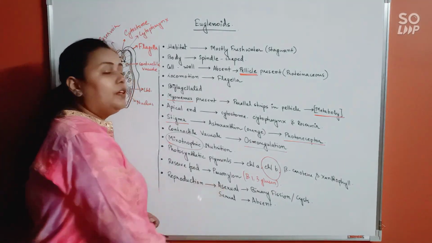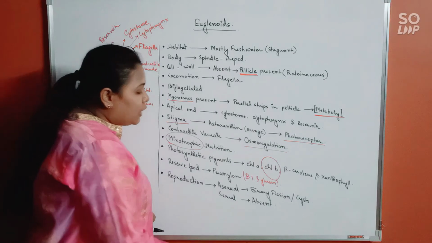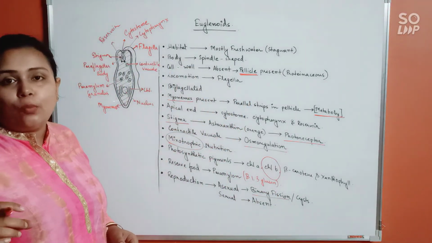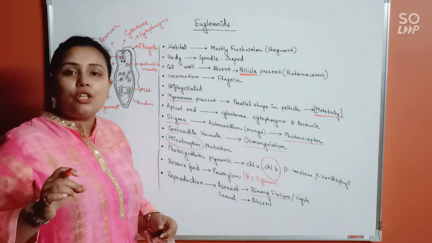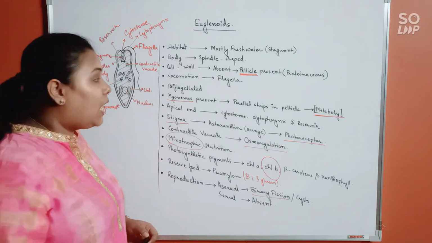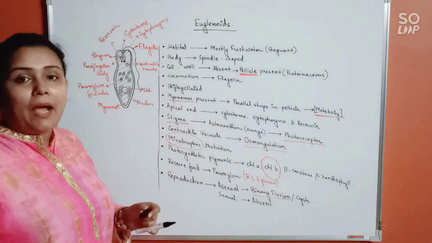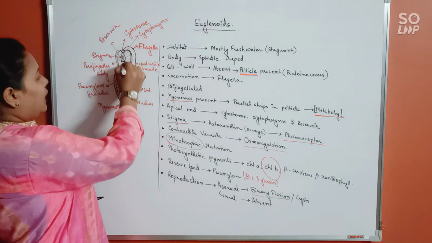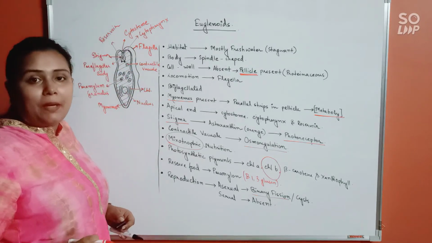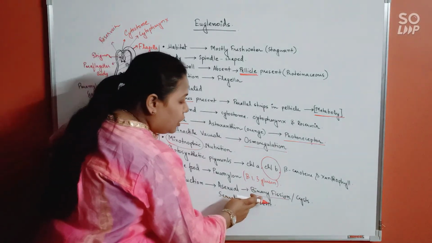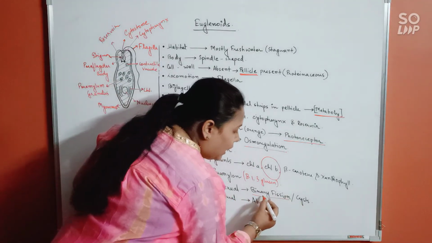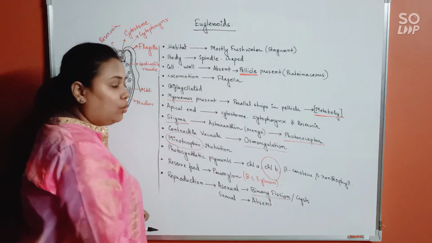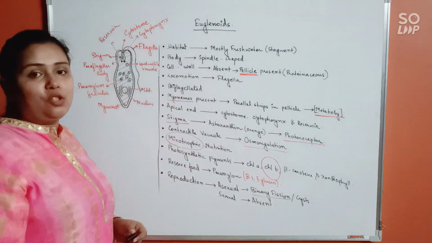The reproduction occurs by asexual mode. Asexual mode mainly occurs by binary fission. Now, in case of diatoms also binary fission occurred, but binary fission in diatoms was transverse. In Euglena, the binary fission that will occur is going to be longitudinal. It is going to be occurring like this, as per longitudinal plane. Okay. So, binary fission, that is longitudinal, that will happen during favorable condition. During unfavorable condition, Euglena will undergo cyst formation.